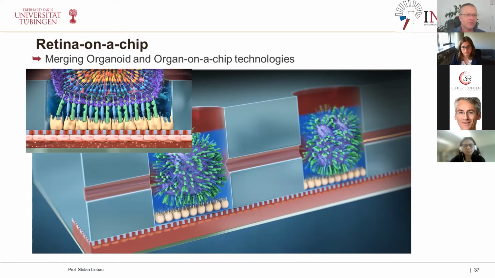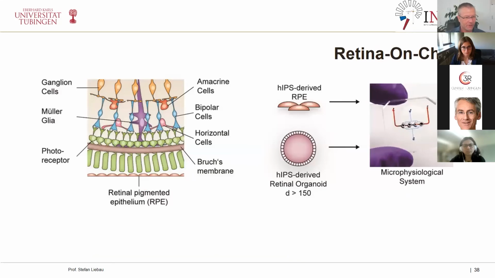But of course, we have not found that perfect system of really bringing vessels into the retinal organoid. But nevertheless, this chip already gave us a really high advance in that field, because we are now able to mimic that interaction between these two cell types, and we are also able to mimic this outer blood retinal barrier, which is mostly performed by the RPE cells.